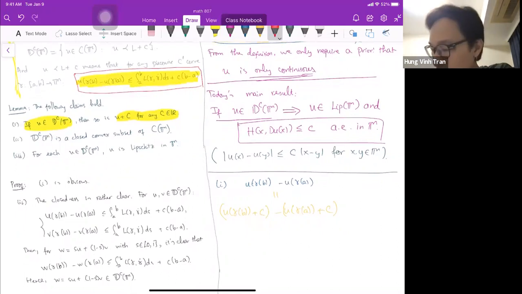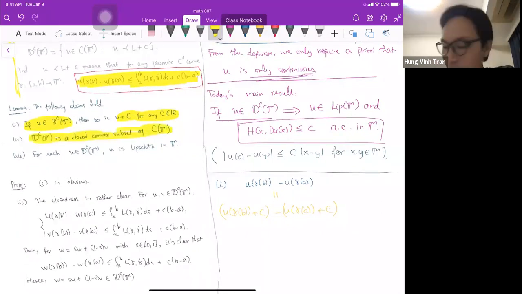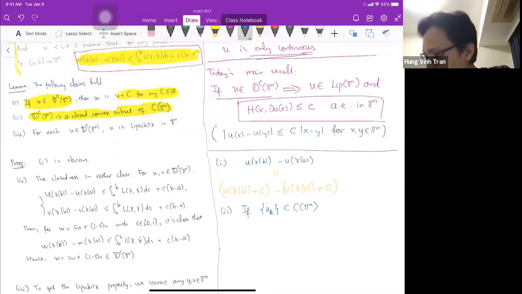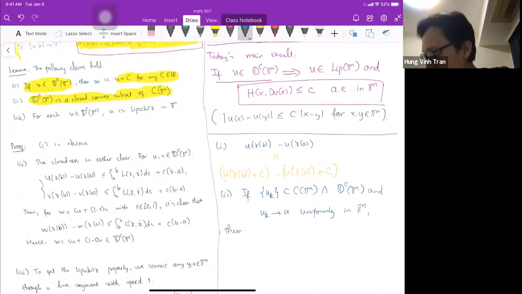The second part of the lemma is that the set is a closed and convex subset of the set of continuous functions. So by closedness here, I meant that if we have a sequence u_k in the space of continuous functions intersect D_C of the torus, and u_k converges to u uniformly in T^n, then we should have that u is also in D_C of T^n, right?